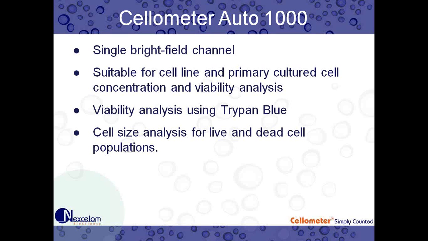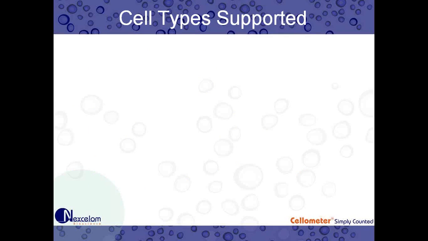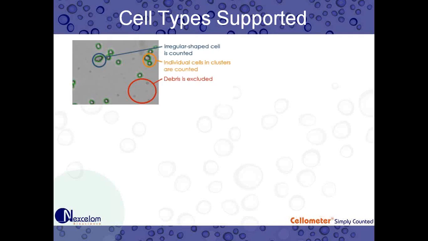So the Auto 2000 uses a single bright field channel to image cells. It is suitable for cell lines and primary cultured cells for concentration viability analysis. The viability analysis is done using Trypan Blue, and the user can do a cell size analysis of the live and dead cell populations. An important aspect of the Auto 2000 that separates it from some of our other instruments is that it is a standalone touchscreen instrument, meaning no external computer is required. It's all built in, and it can take up that much less space on your benchtop. And we can take a look at the different cells that are supported.